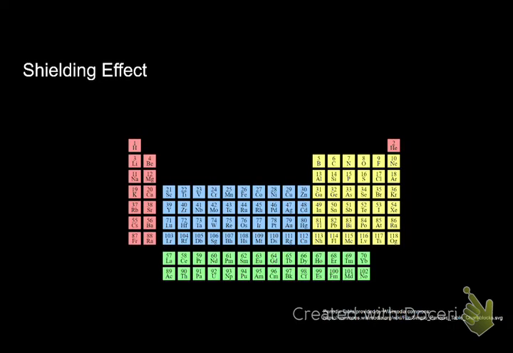Now, our trend for our shielding effect is very straightforward on the periodic table. As we move down the periodic table, we are going to be increasing our shielding. So as our atoms get larger and larger, as we gain more energy levels, our shielding effect is going to increase. So we are increasing as we move down a group.